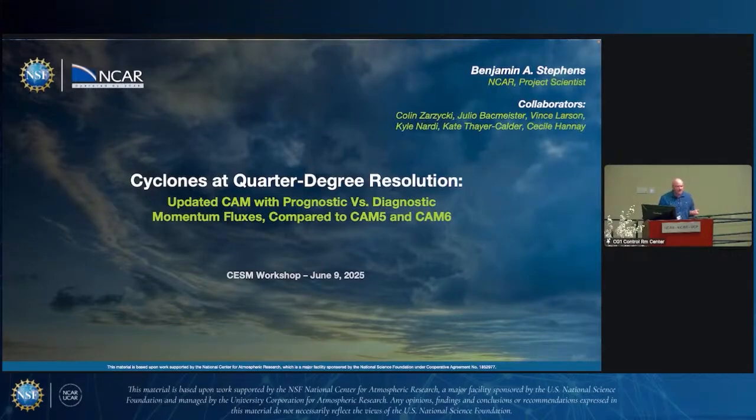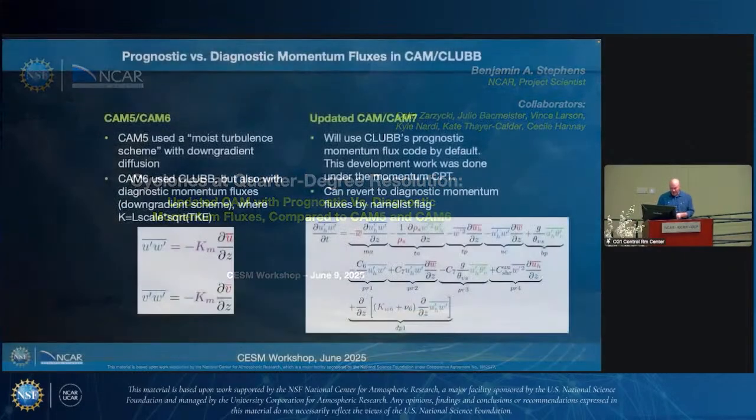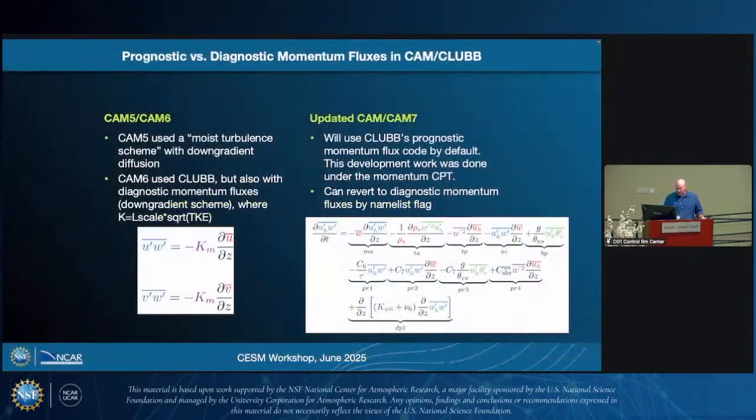This is an expanded version of a talk I gave at the AMWG winter meeting earlier this year, with some updates about some tuning we've done. I want to especially acknowledge Julio and Colin, because my experience is mostly with CLUBB at 1 degree, so cyclones at quarter degree is basically all new to me. So bear with me as I try to convince you that we're doing better now with CAM7 than we were with CAM6.